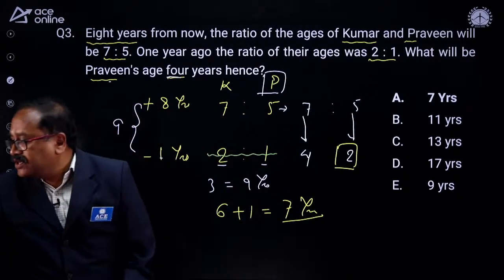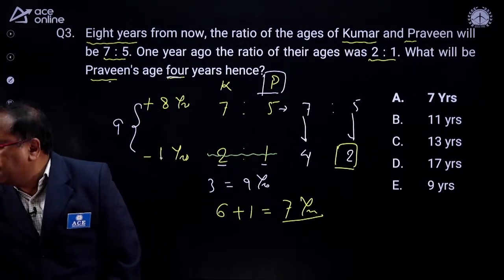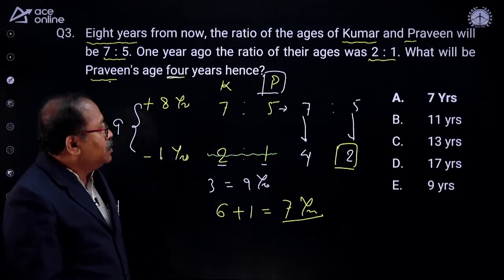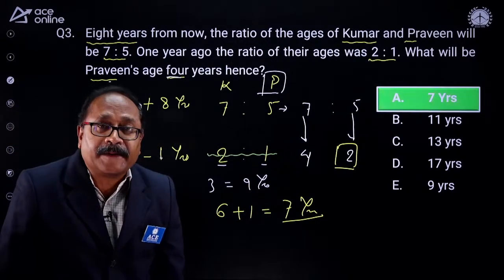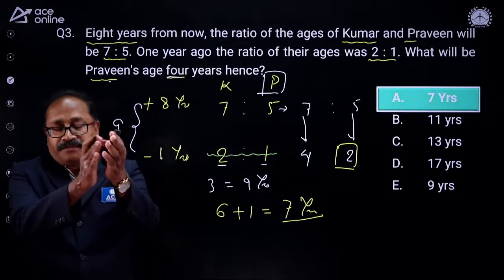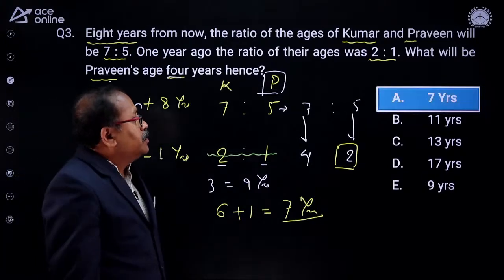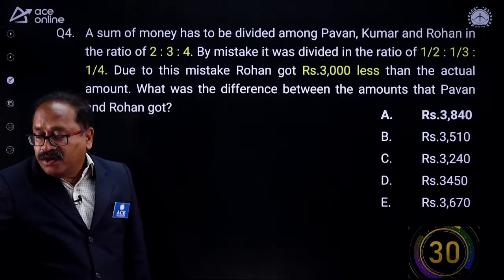Anyone answer the question? 7 years? Oh, that's great. So 7 years, option A. Wonderful. Well done. Let's come to the next question. Look at this question.